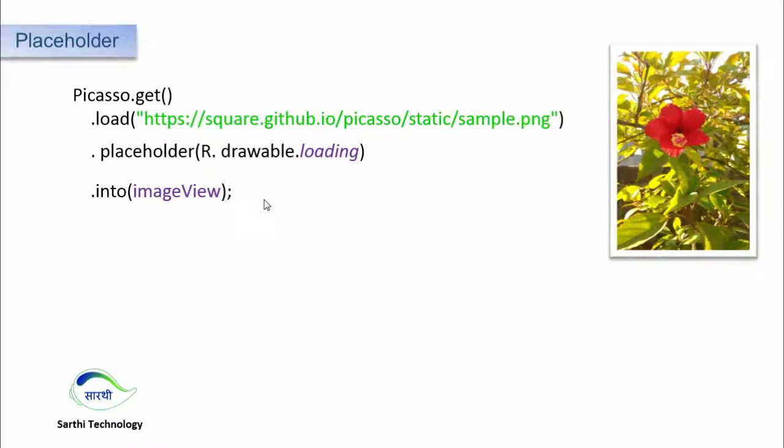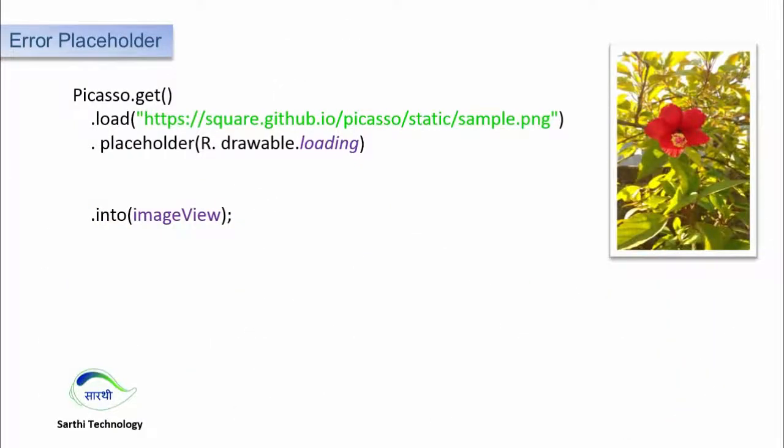The next is error placeholder. Sometimes there might be some situation in which image will not load. For example, server is not responding or address is wrong or corrupted. In that case we can show another placeholder, that is error, and this image will be shown instead of this image. Okay, so we will use error.